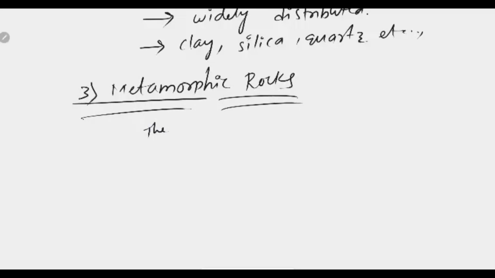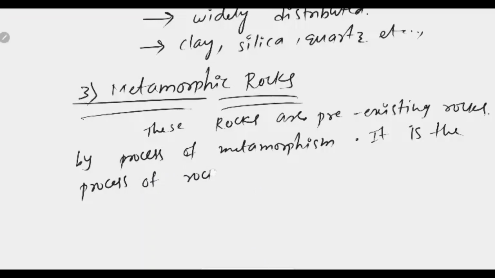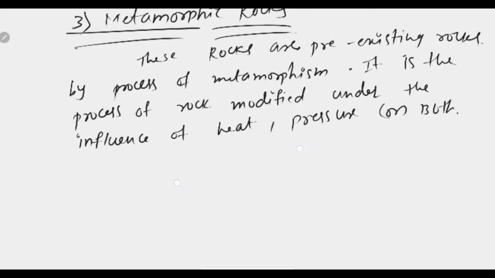These rocks are formed from pre-existing rocks by the process of metamorphism. It is the process of rock being modified under the influence of heat, pressure, or both. This is metamorphic rock.